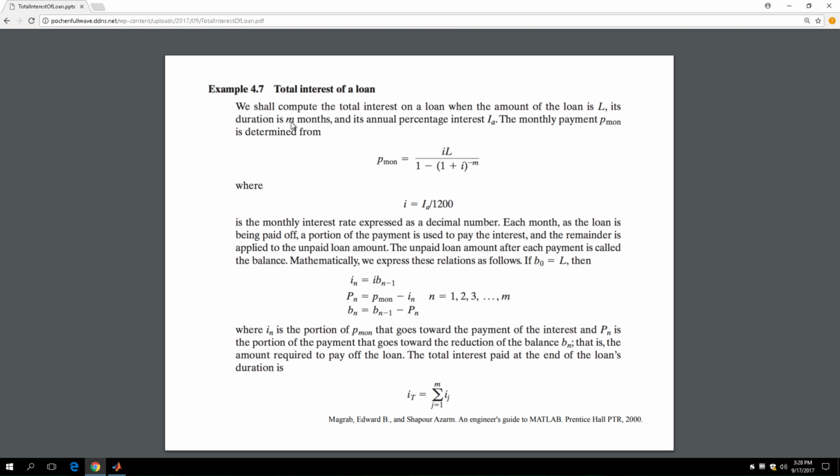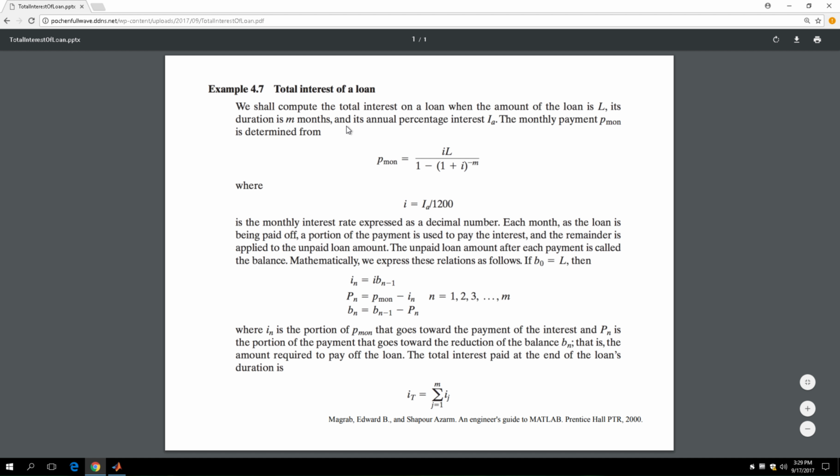And its duration is m months. So we are borrowing this much money for m months in total, right? That's the duration of the loan. So basically, after the end of this m months, we must have paid back the money that we have borrowed from the bank. That's L, right? And not just the L. By the end of the m months, we have to pay back not just the L, but also include all the interest.